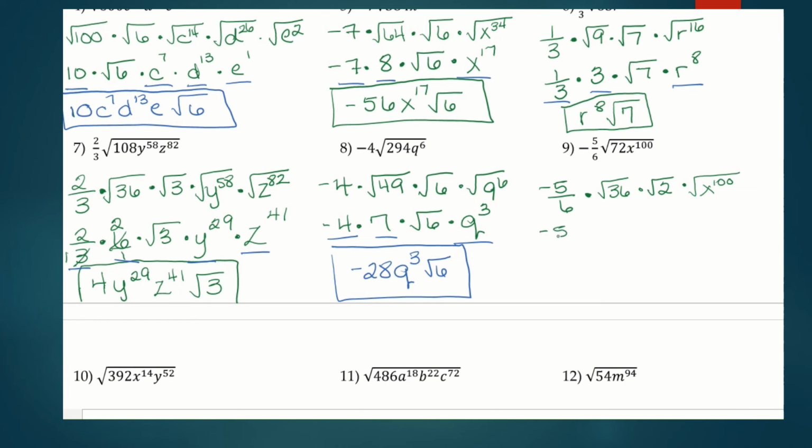All right, so the square root of 36 is 6. Square root of 2 is irrational, so we're going to leave it like that. And then the square root of x to the 100th power gives me x to the 50th. 100 divided by 2 is 50. Cross canceling here, I'm left with negative 5x to the 50th power root 2.